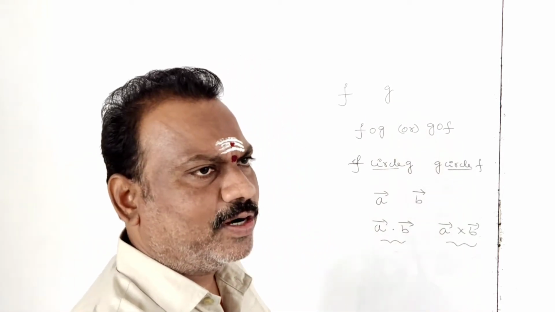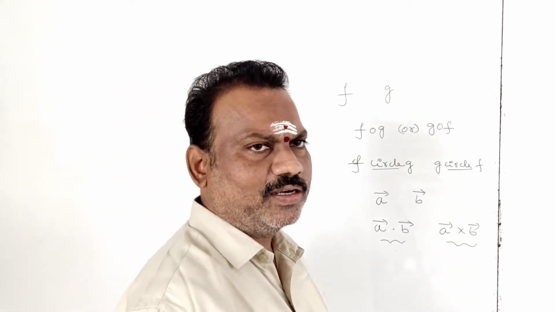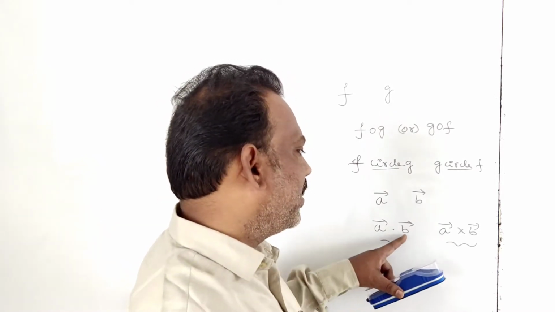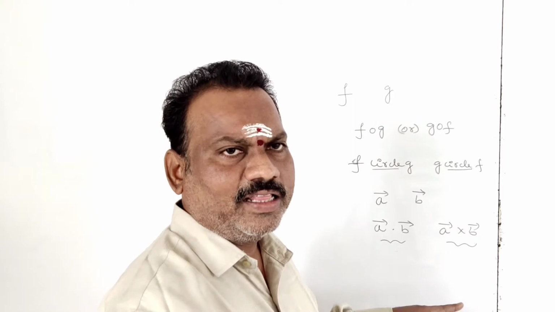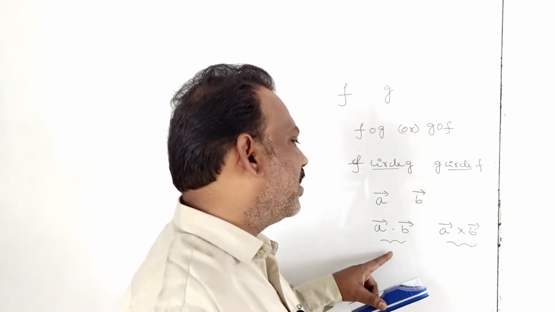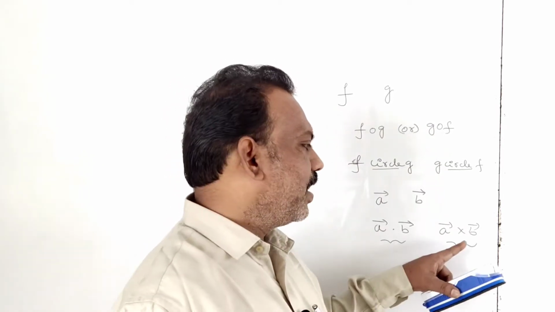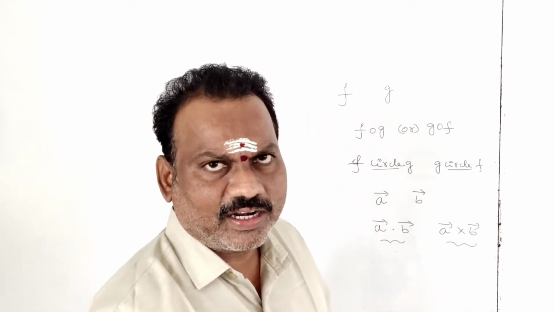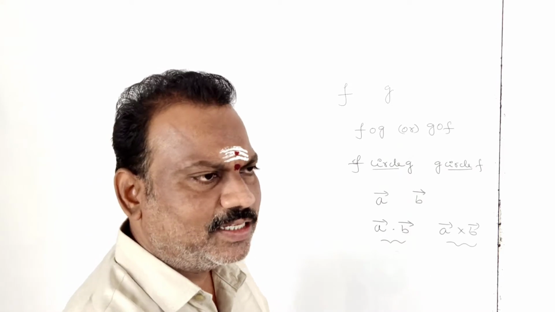Why it is a dot product, why it is a scalar product, why it is a vector product, I already discussed there. By multiplying these two you get a scalar, nothing but a real number. That's why it is called scalar product or dot product. Cross product means after multiplying these two vectors, the result is again in vector form. That's why it is called cross product.